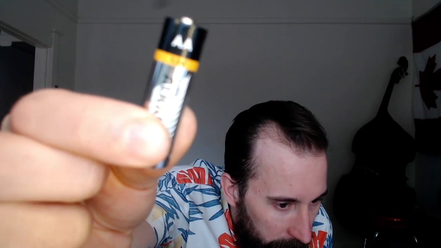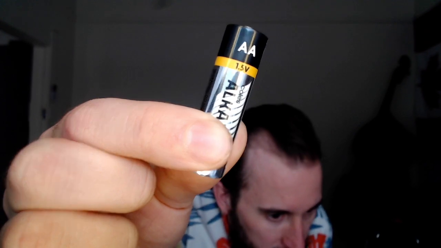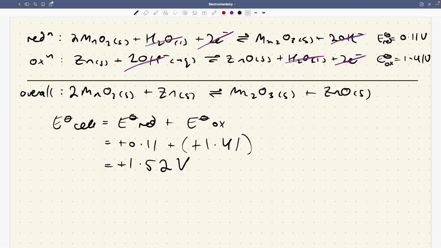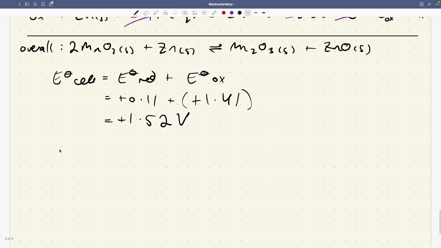And in fact, if you look at my alkaline battery here, if I can get it to focus on that yellow ribbon, it is in fact 1.5 volts there. So all lining up. Let's do the last little bit, which is getting our delta G.